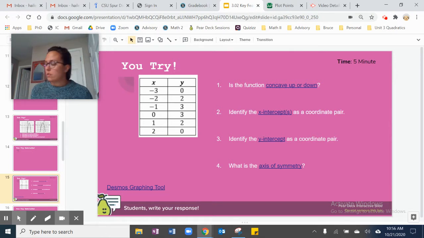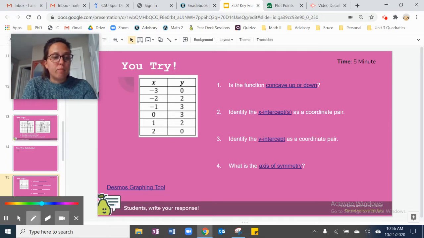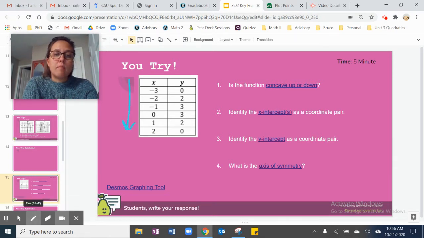I see that my x values are increasing steadily, right, by 1. And I see that my y values increase and then they decrease again. So to me, that says that it's shaped upside down, which means concave down.